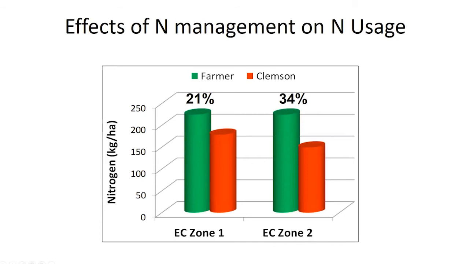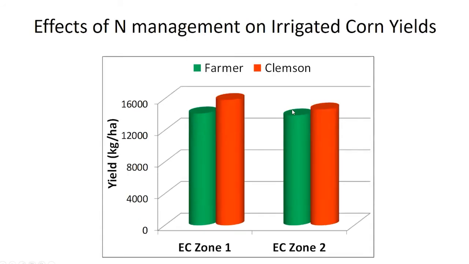So for both zones, we beat the farmers and saved nitrogen. And for yield, we didn't have any yield reduction, even though we applied less nitrogen. Sometimes the difference was not significant. I don't claim that we beat the farmers' practice because the numbers were not significant. It was higher, but not significant.